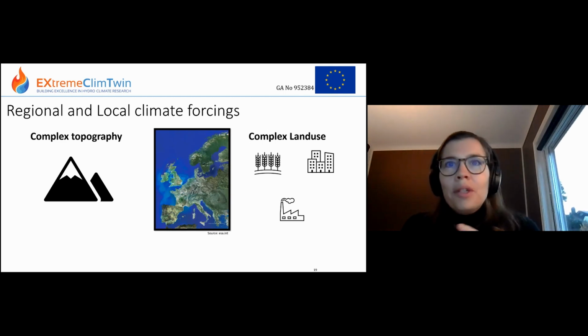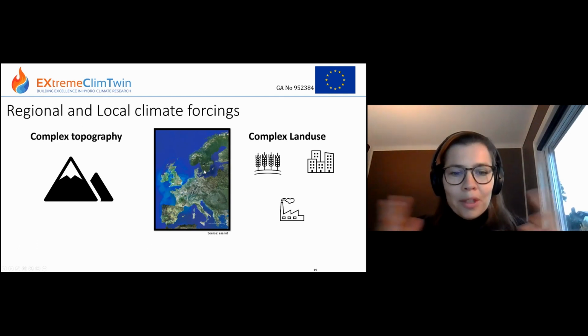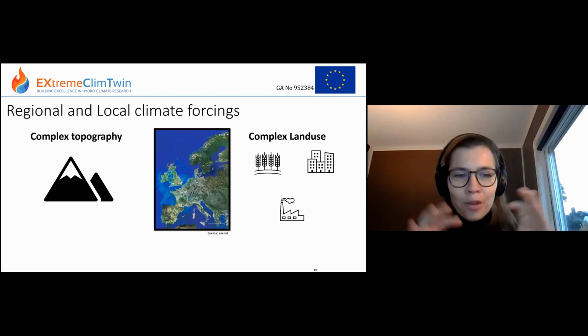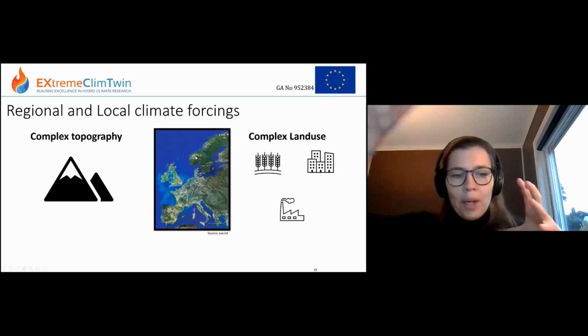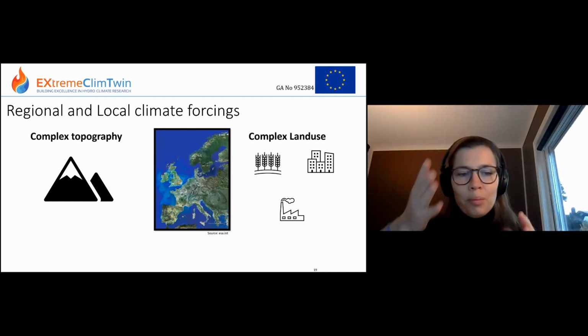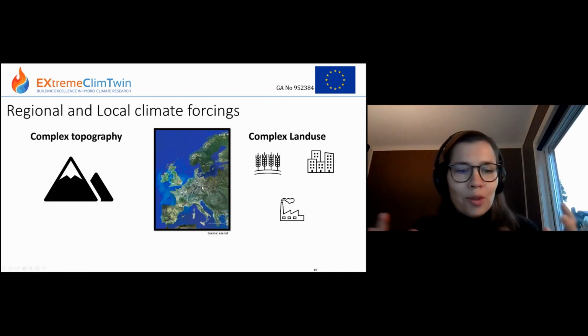But of course, when you're looking at specific regions, let's see here in the center about Europe, you know that Europe has very local specificities. So for example, you have the mountains, in the center you have the Alps, you have the Pyrenees, but you also have different mountains in Scandinavia. For us, all of Norway is this very complex topography of mountains. And you also have very complex land use. So you have agriculture, you have urban areas, you have really different types of land use.